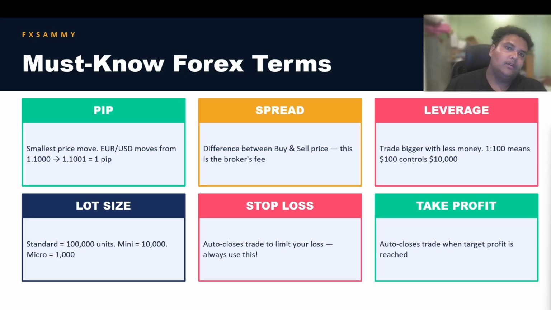So we will now go much deeper into the basics and the most important things in forex. First of all, pips: the smallest price move. Example, EUR/USD moves from 1.1000 to 1.1001, which is equal to 1 pip. If it goes from 1.1000 to 1.1002, it is counted as 2 pips.